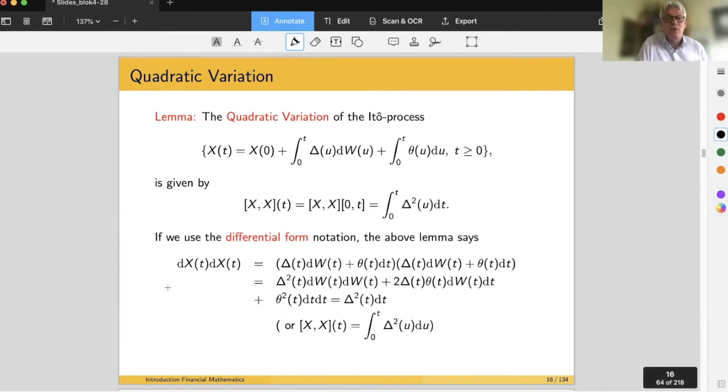So if we take it one step further, we see that this is nothing but the first term. The other terms are 0. The first term, delta squared_t (dW_t)^2, where (dW_t)^2 is equal to dt. This term is 0, this term is equal to 0. So in fact, we see that it's easy to show in differential form that d[X]_t is equal to delta squared_t dt, and that implies in integral form that the quadratic variation of X of t is the integral from 0 to t of delta squared_u du.